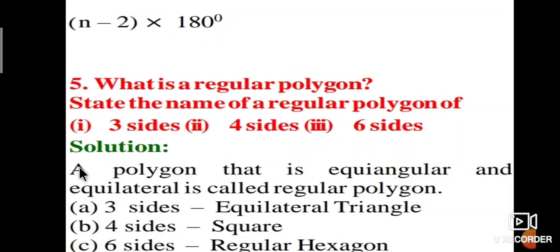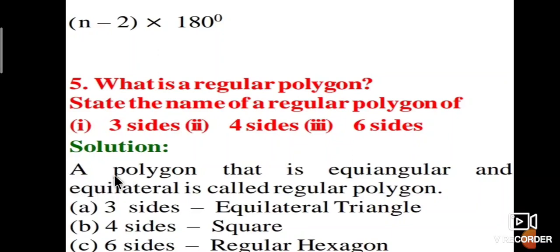Okay, next, what is a regular polygon? The question is, what is a regular polygon? State the name of the regular polygon having 3 sides, 4 sides, and 6 sides. It is a very simple question, students. We discussed this in the earlier classes. A polygon that is equiangular and equilateral is called a regular polygon.